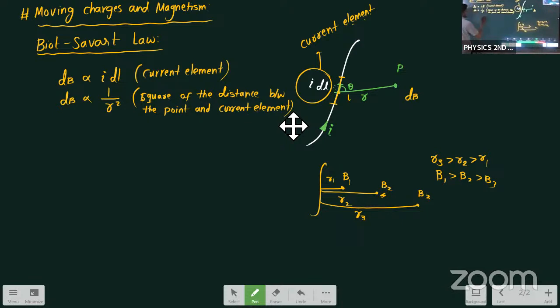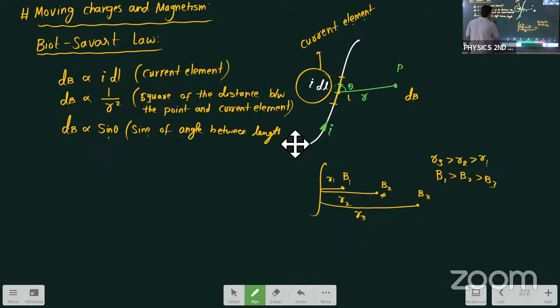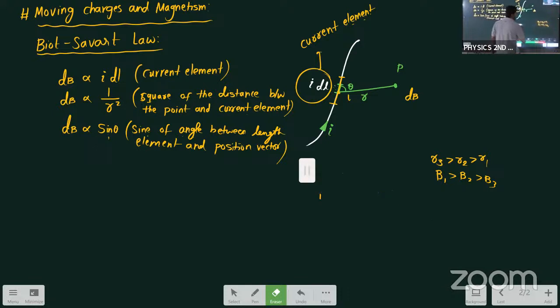And what was the third observation made by them? They said that magnetic field induction generated at one particular point P is directly proportional to sine of angle between length element and position vector. So these were the three observations made by Biot and Savart law.